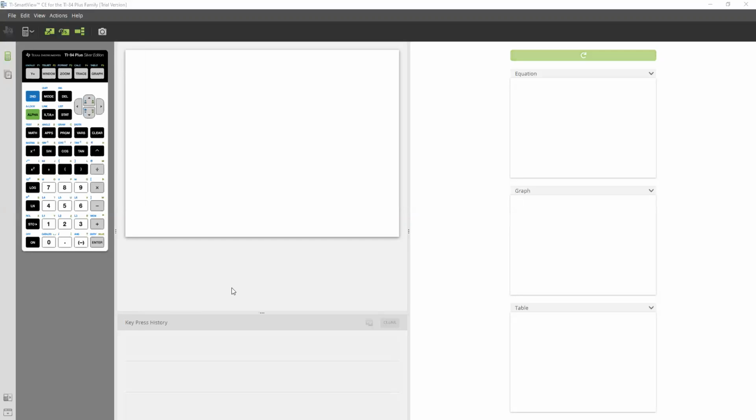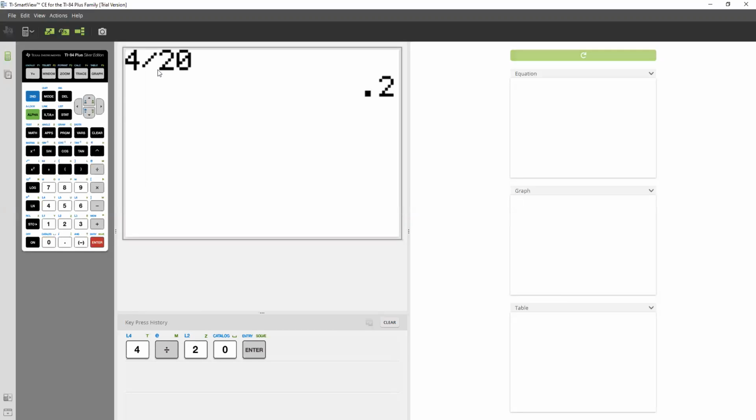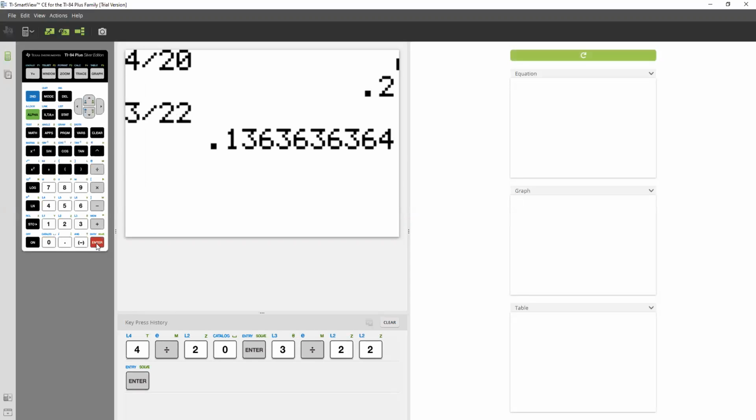And so one of the computations that we saw earlier, we took a look at a computation 4 over 20. To be able to do that in the calculator, you just hit 4, divide 20, and then you hit enter. And so the left-hand column is your input, and then the right-hand column is your output. So we got 0.2 for that. Another one that we looked at was 3 out of 22. And that was 0.136, etc. Now remember, we rounded it to 3 decimal places.